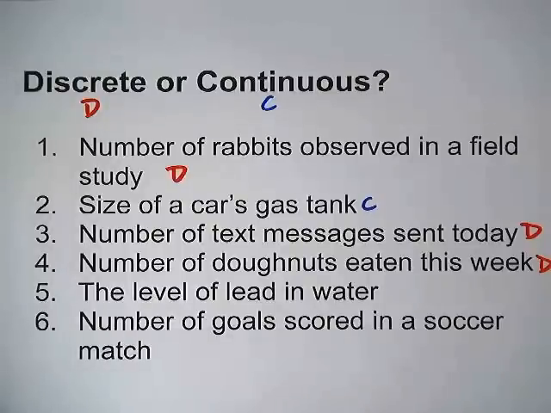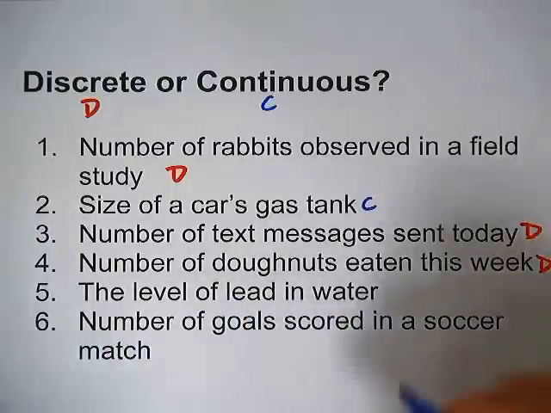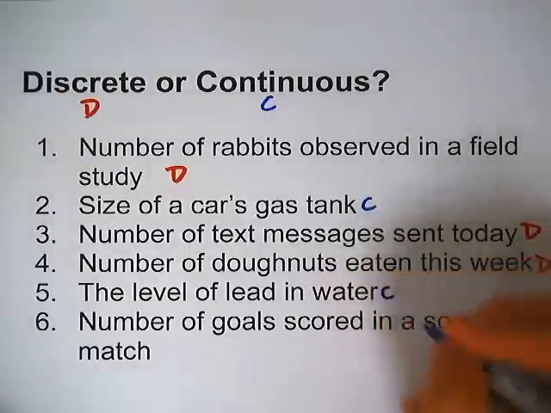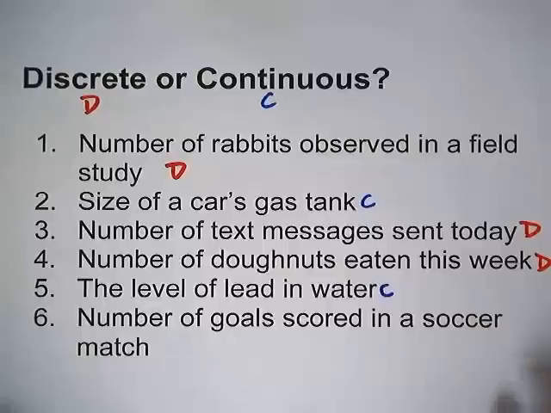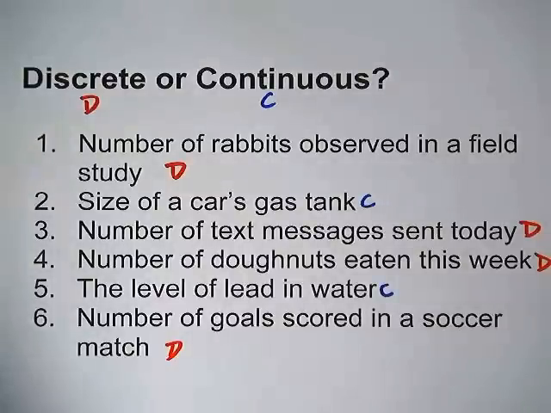All right, number 5, level of lead in water. If we took a sample of water and somehow we were able to measure the amount of lead in that, based on our measuring device we would probably be able to estimate that pretty accurately, where any value would be possible. So I would consider number 5 to be a continuous variable. And number 6, number of goals scored in a soccer match. I would say again, this one is discrete. You can't score 7.5 goals in a soccer match, so that would also be discrete.